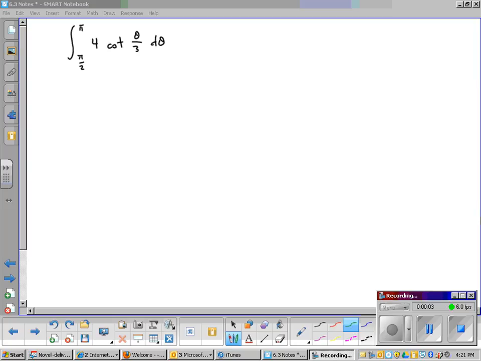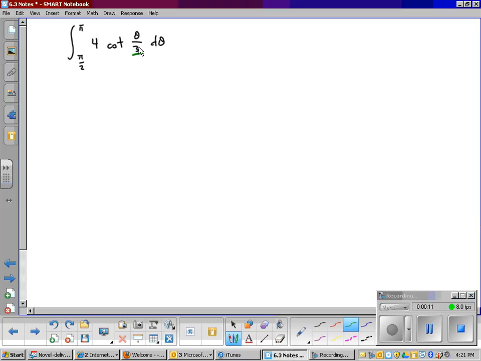This problem looks innocent enough initially, but actually it's going to require 3 different substitutions for us. The first one's rather simple. We just want to substitute u for theta over 3. And then our du there is going to be 1/3 d theta.